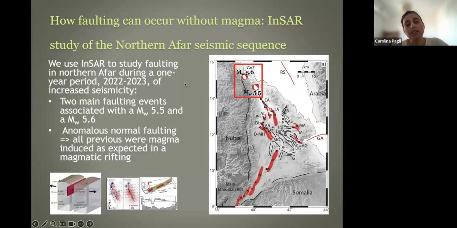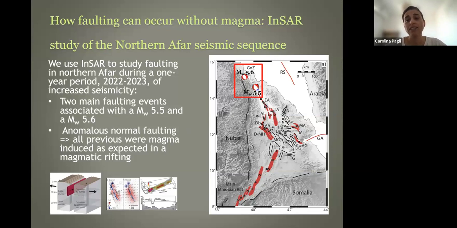It's a seismic sequence that lasted 1 year and had two main faulting events. One, a magnitude 5.5 here, and a year later, a 5.6 here. Now, this sequence was really anomalous because there was normal faulting without any involvement of magma. Now, you might find this normal, but it's the opposite.